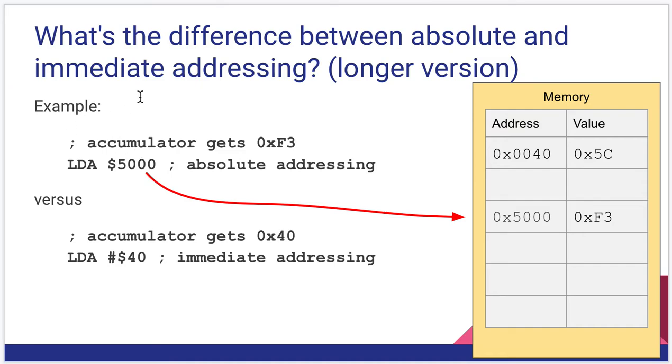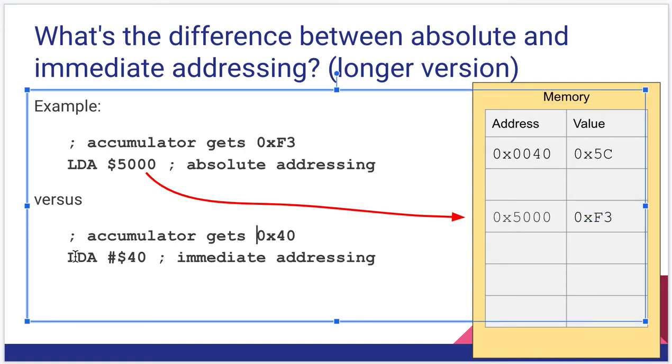So, longer version of this, a couple of examples. Here we have LDA, so load into the accumulator, hex address 5000. When we do that, we go out and find address 5000, we look at its contents, and put that into the accumulator. So in this case, our accumulator will get the contents of 5000, versus LDA, load into the accumulator, pound $40. In other words, the immediate value in hex of 40. If we do that, it'll just immediately load 40 into our accumulator. No need to actually go out to memory.